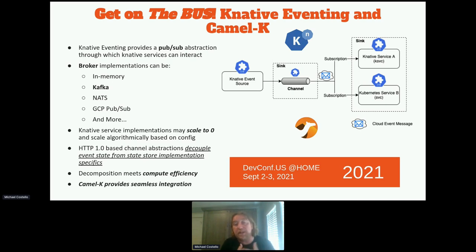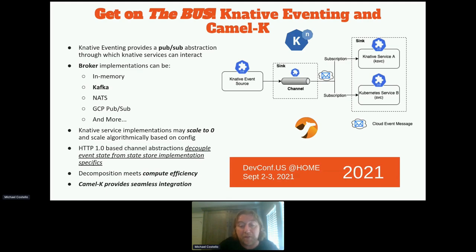And this allows us to say, hey, even though I have a state store like Kafka underneath as a broker implementation of my pub-sub architecture, no bother, that could be anything. In fact, my services, service A and service B here, don't need to know anything about Kafka. All they need to know is how to consume and produce from one of these channels. This allows us to take on the decomposition that we have for microservices, but do it in a way where we have compute efficiency. Service A and service B may not necessarily need to be running because there are no real payloads they need to attend to. Well, et voila, no bother.